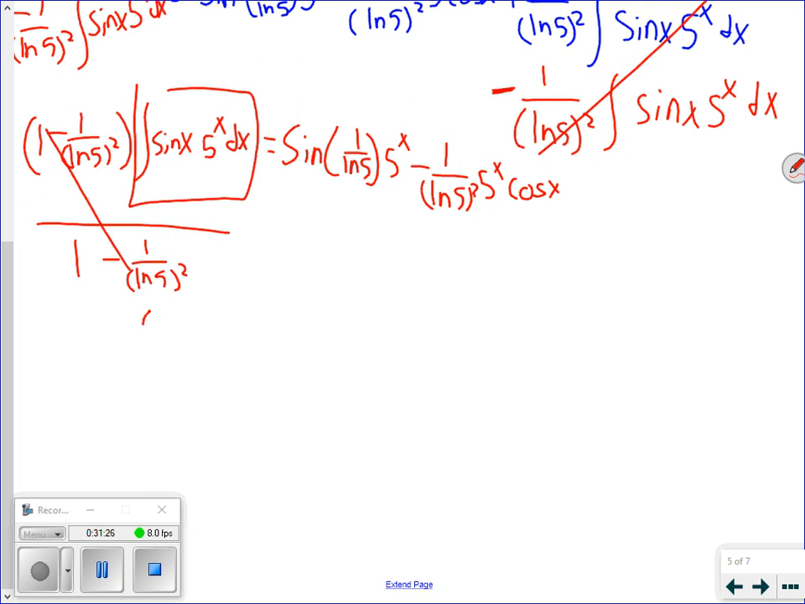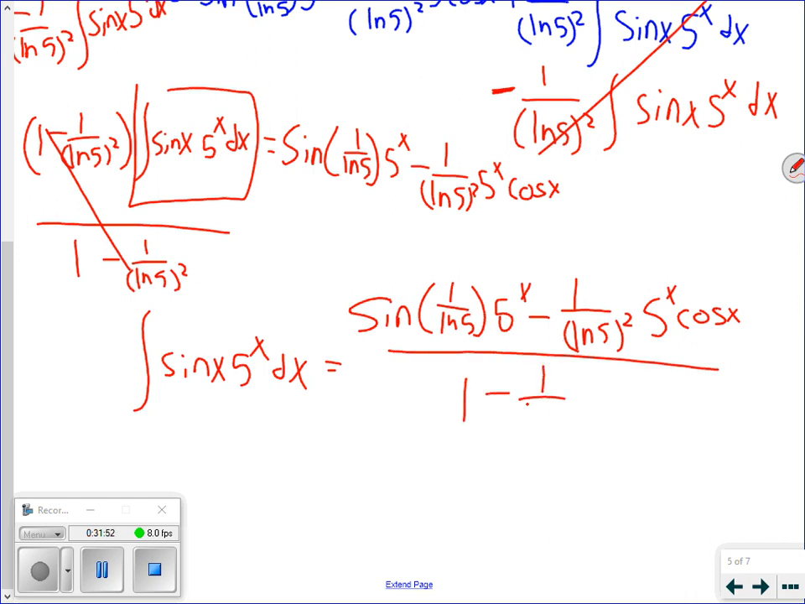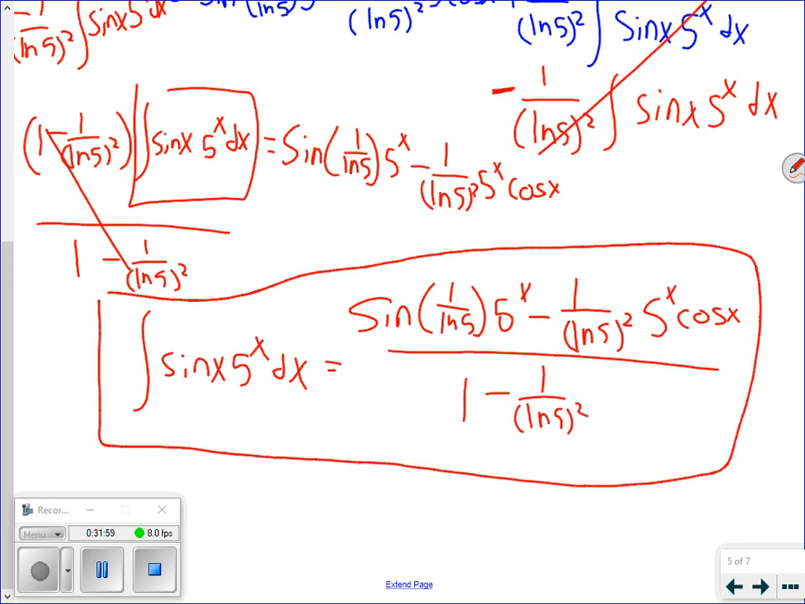So, my final answer, and I'm going to leave this as unsimplified as I possibly can, is equal to all of this, so sine 1 over ln of 5, 5 to the x minus 1 over ln of 5 squared, 5 to the x cosine of x. I'm going to leave all that divided by that left side, which was 1 minus 1 over ln of 5 squared. Woo-wee doggy. Now, that was a hard one. That was a good one.